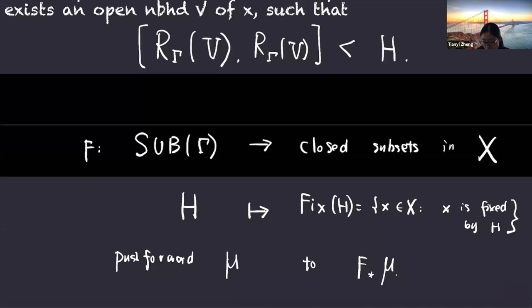With normal subgroups, typically you don't see anything interesting. For instance, in this level transitive example before, any normal subgroup is either trivial or, if it's non-trivial, then it cannot fix any point. But with invariant random subgroups, sometimes you can observe an interesting distribution on closed subsets in X.